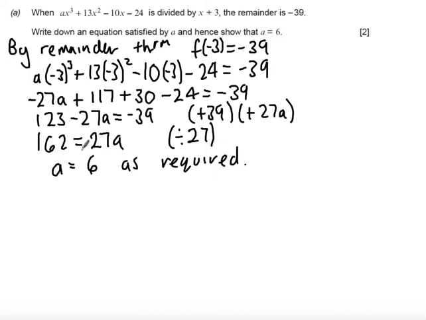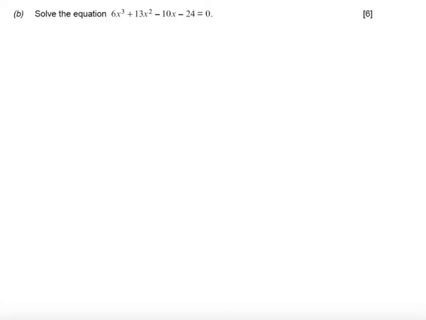Okay, so let's have a look at part B. Part B says to solve the equation 6x cubed plus 13x squared minus 10x minus 24 equals 0. So initially we're going to have to use the factor theorem and trial and error to find an x value that we can substitute into this equation so that it evaluates to give us 0.